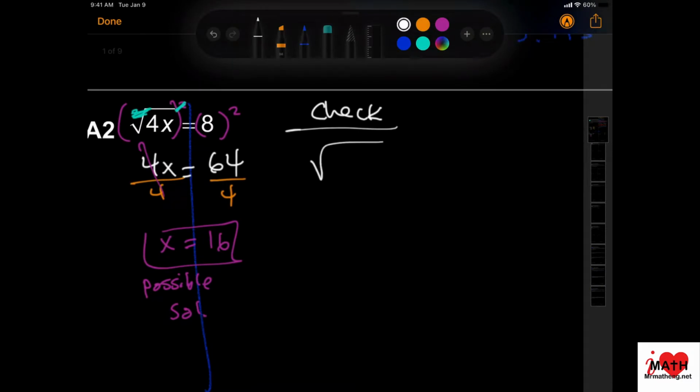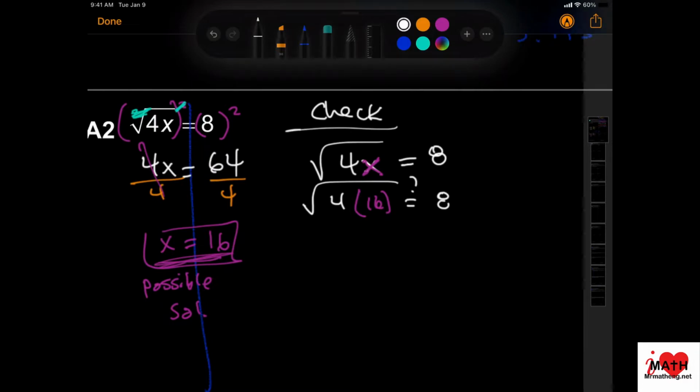What we're going to do now is check this possible solution. I take the original problem, the square root of 4x equals 8. I'm taking x equals 16 and putting it in here. So I'm going to have 4 times 16 under the radical equals 8. We're just checking this. And 4 times 16 is 64. The square root of 64 is 8, and 8 is equal to 8. Therefore, this is a solution.